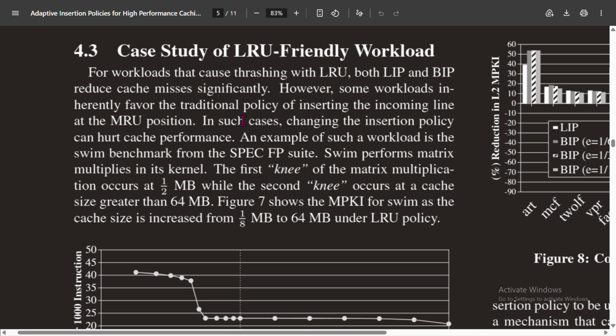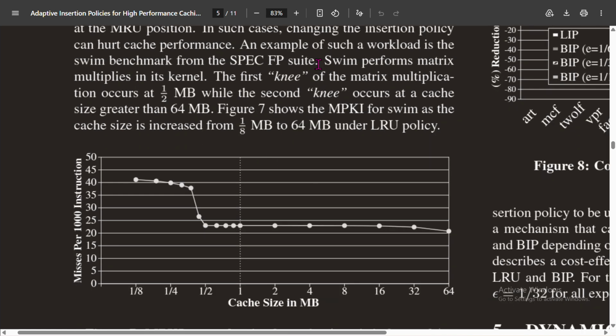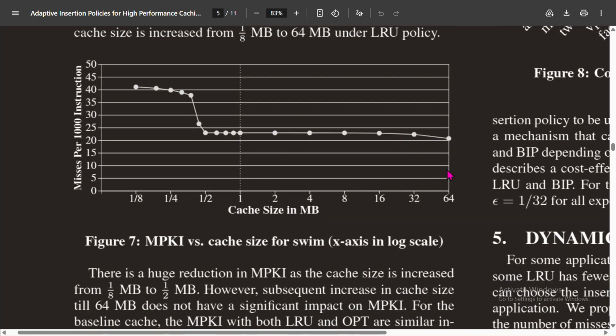An example of such a workload is the swim benchmark from the SPEC FP suite. Swim performs matrix multiplies in its kernel. The first knee of the matrix multiplication occurs at half MB while the second knee occurs at cache size greater than 64 MB. Figure 7 shows the MPKI for swim as the cache size is increased from 1/8 MB to 64 MB under LRU policy.